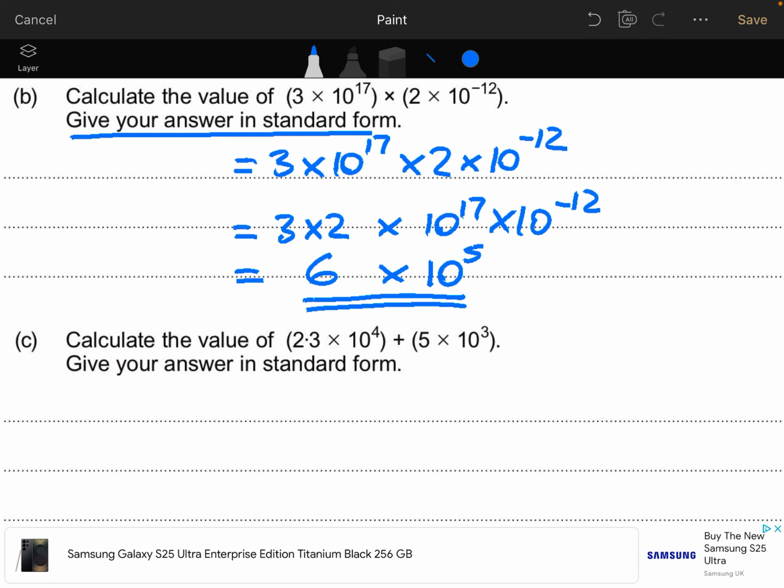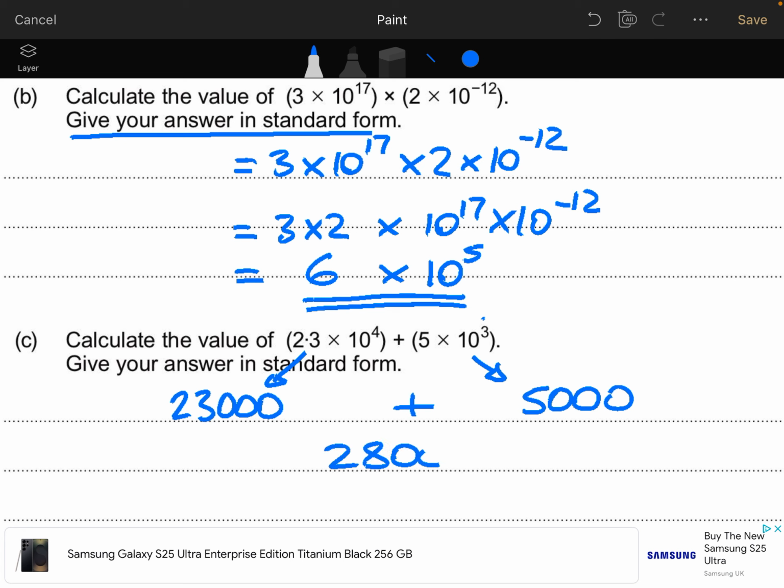So 2.3 times 10 to the 4 is 2.3, and then I need to move 4 decimal places. The 3 is 1 decimal place. I need 1, 2, 3 zeros in there to make sure it's the right size. To that, I'm going to add 5 times 10 to the 3. 5 times 10 to the 3 will go to a 5, and its power of 3 means 1, 2, 3 zeros. So I need to add 23,000 plus 5,000, and that's fairly easy, it's 28,000.